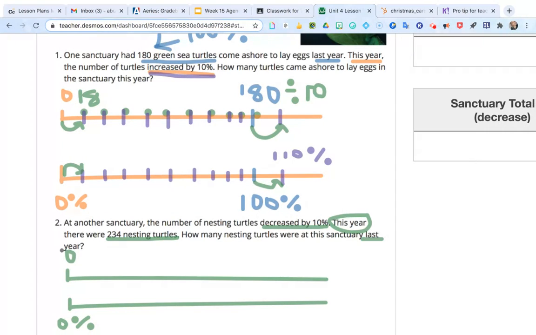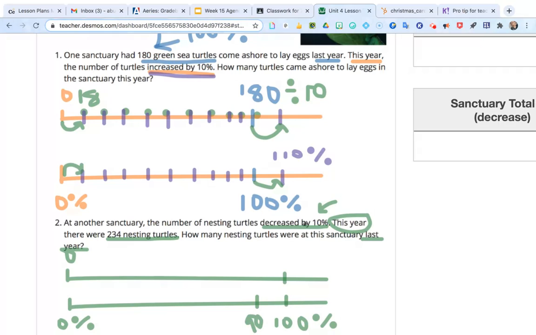So they did not give me my original. They want to know the original. So they did not give me 100%. They want to know last year. Last year tells me original. So I don't know what last year's was. This year's was 234. And so this year's, well, what percentage was this year? Well, it was 10 less. So this year was 10 less. So it's 90.